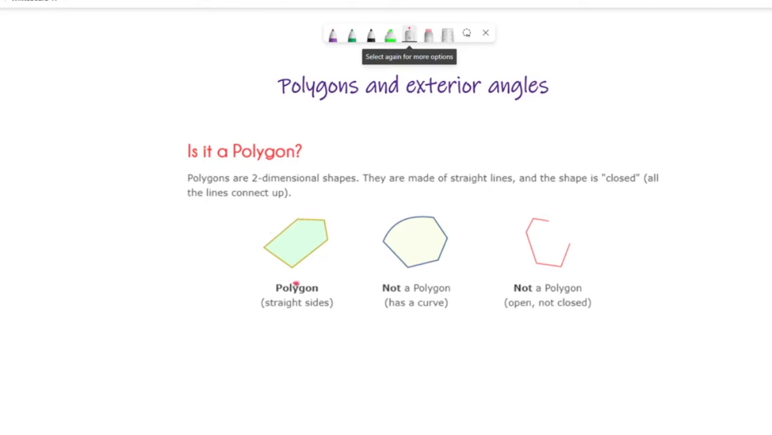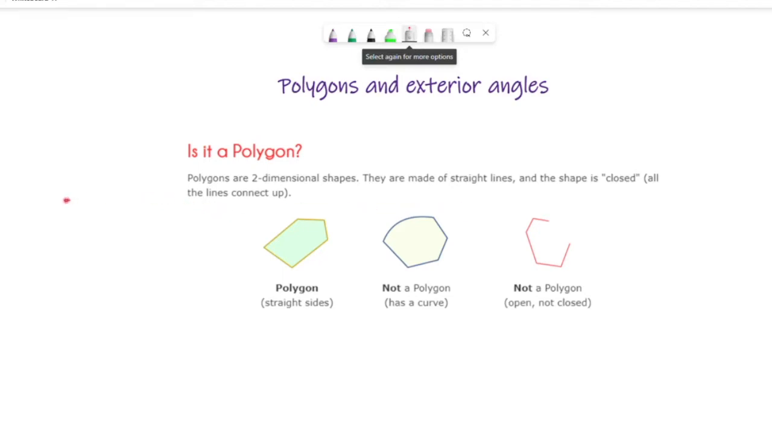it is closed from all the corners. This shape is closed, but you see there are no straight lines here. This one is a curve, so it's not a polygon. This one is made up of all straight lines, but it is not closed, so this one is not a polygon. So to be a polygon, all lines must be straight and the shape must be closed.